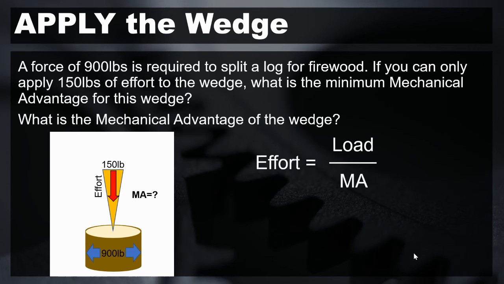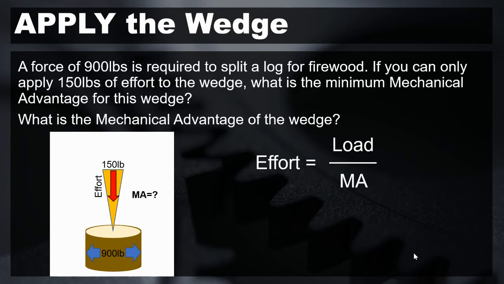Now, what if we have a problem that's set up a little bit differently? In this case, a force of 900 pounds is required to split the log for firewood. If you can only apply 150 pounds of effort to the wedge, what is the minimum mechanical advantage for this wedge? In this case, we're going to be using the effort equation, though we have to rearrange it in order to solve for mechanical advantage.